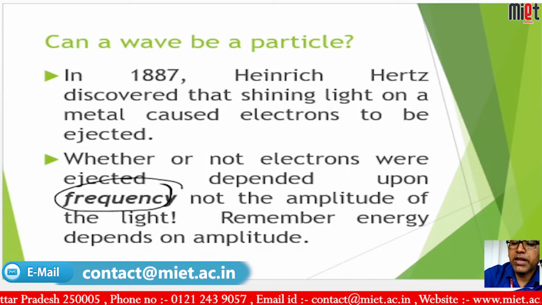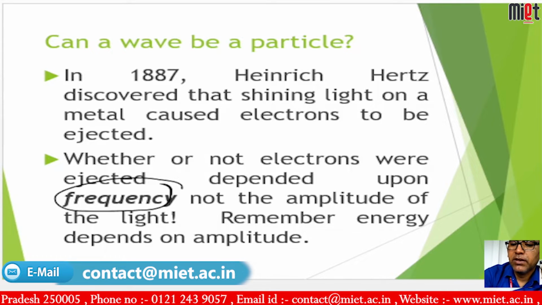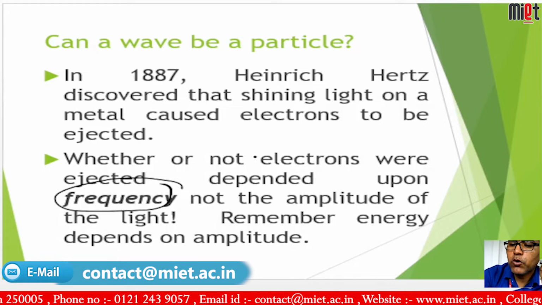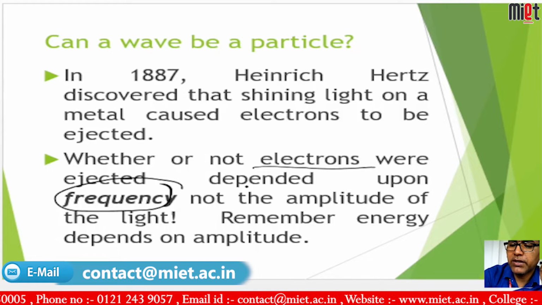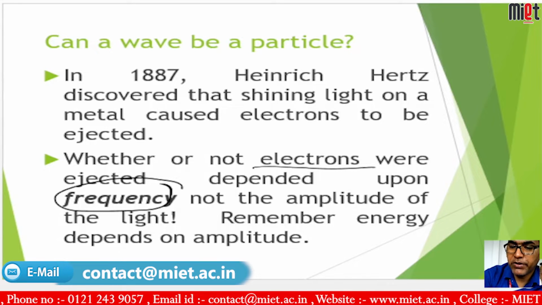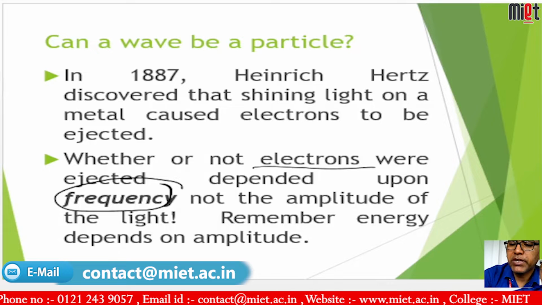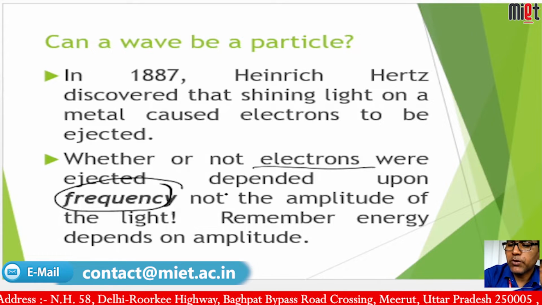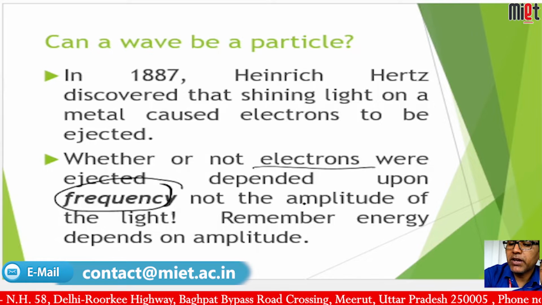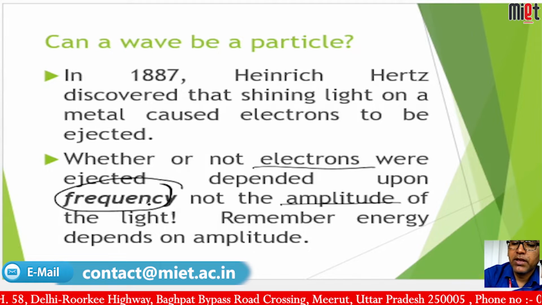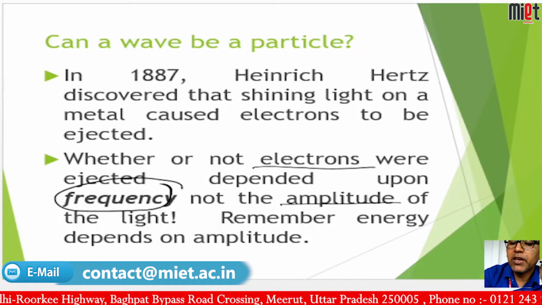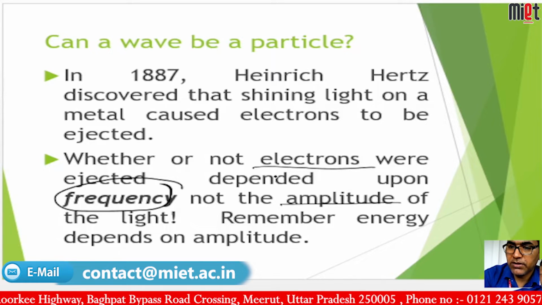frequency rather than amplitude. High frequency electromagnetic waves caused more electrons to be ejected than low frequency electromagnetic waves, and it was independent of the amplitude of the light. Higher the frequency, higher the ejection; lower the frequency, lower the ejection. Higher amplitude does not mean higher ejection of electrons.